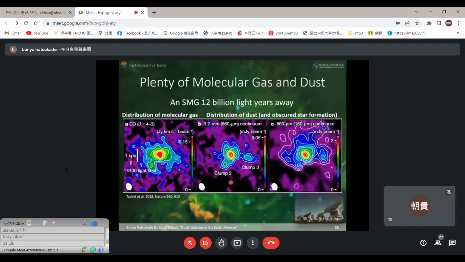Now ALMA is further conducting detailed observations of the SMGs. This is the distribution of molecular gas and dust, the fuel for star formation, in a submillimeter galaxy 12 billion light years away. So we now see that plenty of molecular gas and dust exist to fuel star formation in these submillimeter bright galaxies.